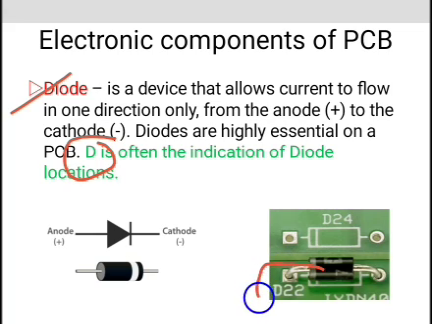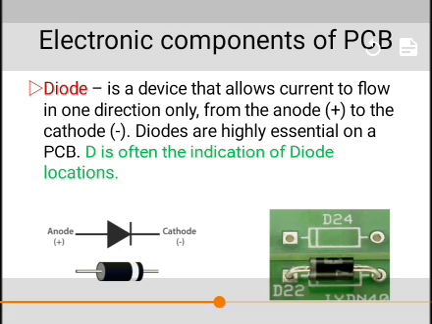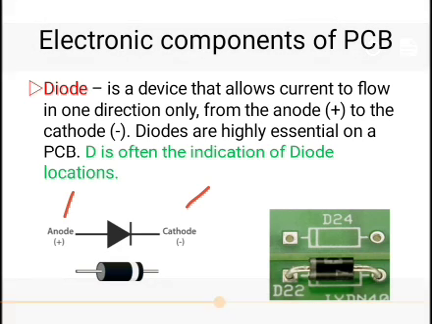So this is the D location on the PCB. This is the anode, this is the cathode. So the white patch is there, this terminal is negative, this terminal is positive. So this terminal is negative and this terminal is positive.